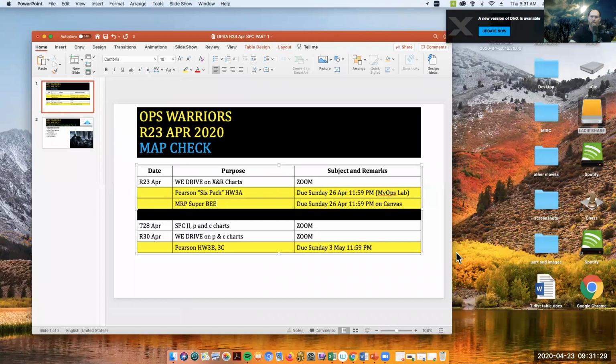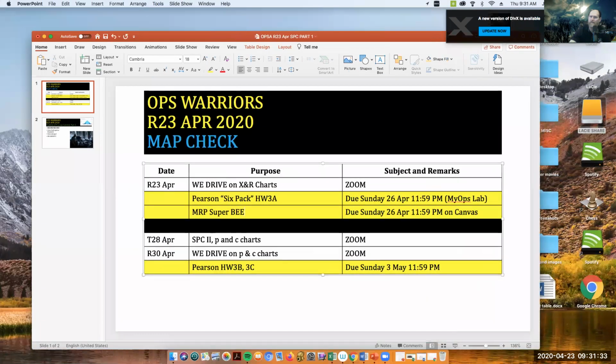Okay, here on the screen is the beloved map check. Here's where we are today. We're doing WeDrive on X and R charts. So that's what we're going to do today. We're going to work some problems together.